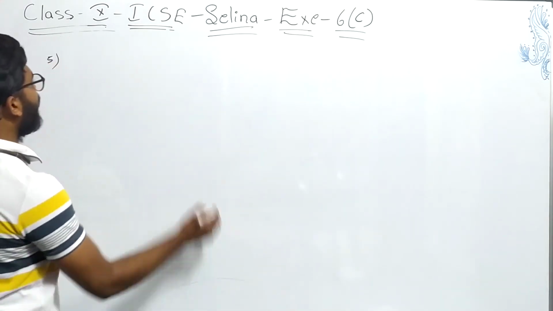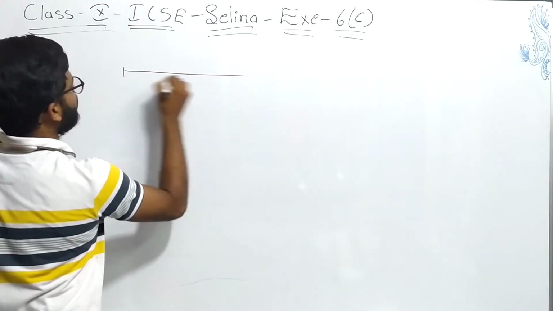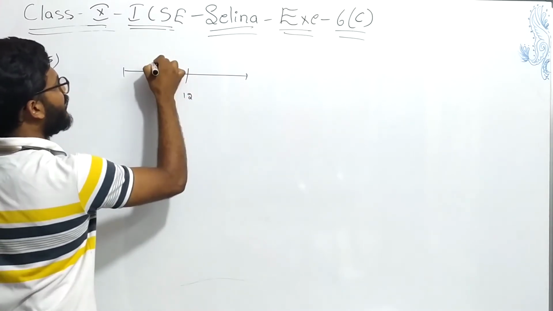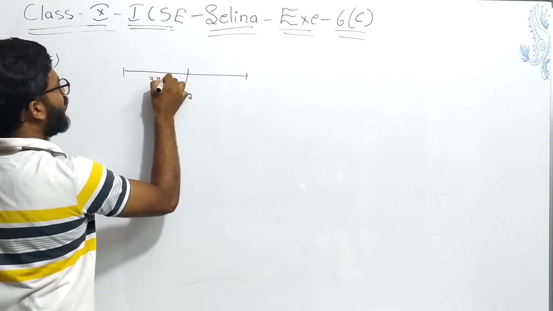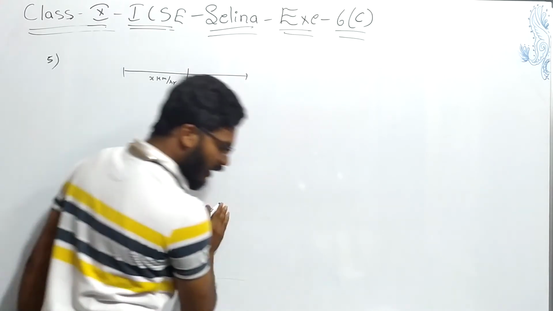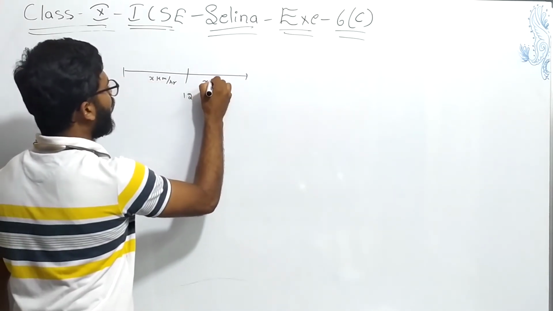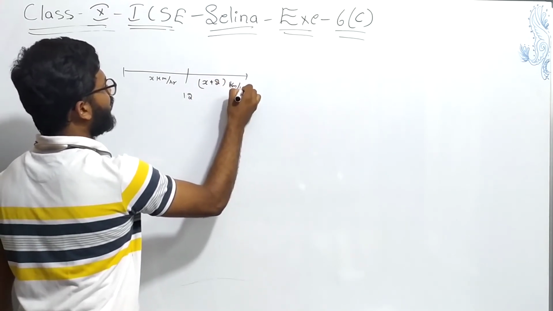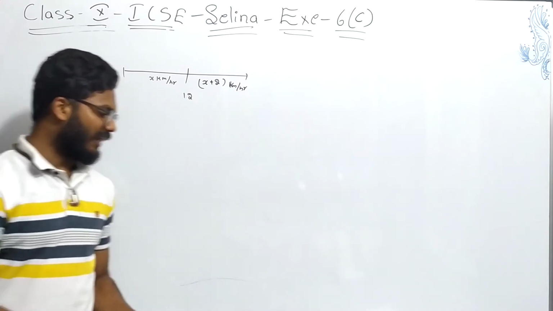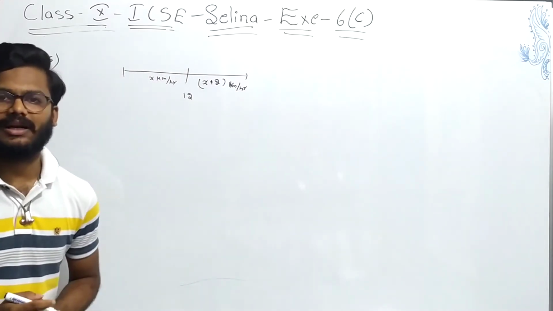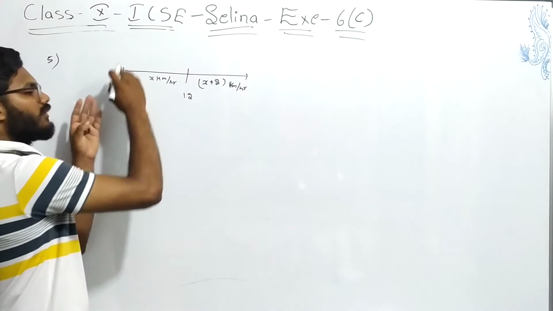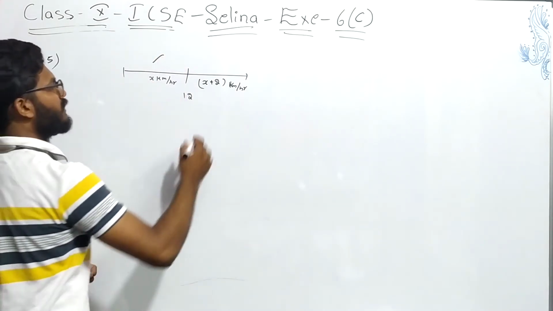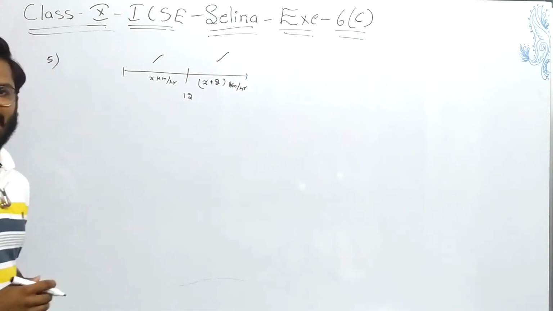See here what they are telling. Total distance there is 12 kilometers, and in that 12 kilometers half of the distance she travels with x kilometer per hour, and the other half she travels with x plus 2 kilometer per hour. So they give total time. Total time is 2 hours 30 minutes. So how can we get total time? The time taken to travel the first half plus the time taken to travel the second half.